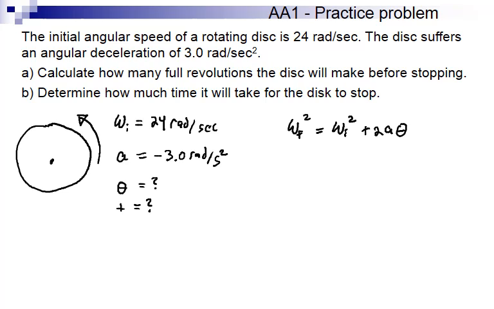So if we look at the final, we know that the final is going to be 0, right? We know the initial angular speed is 24 radians per second. We square that. We know the deceleration is negative 3 radians per second squared, and we can figure out how far it goes. So when we do that, we'll get 96 radians. So that's the total amount of radians that it takes to go around.